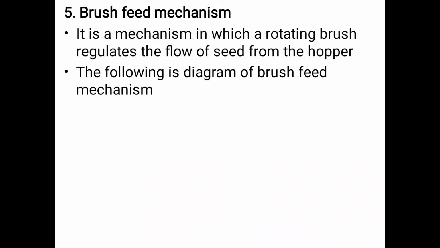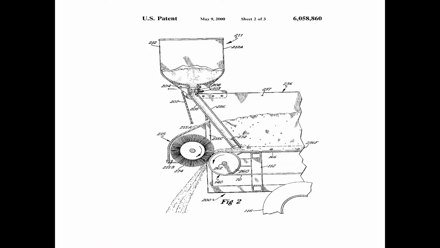Brush feed mechanism. It is a mechanism in which a rotating brush regulates the flow of seed from the hopper. The following is the diagram of the brush feed mechanism. This diagram shows the various parts as well as the flowing movement of seeds from the upper section to the lower section and how the brush feed mechanism works.